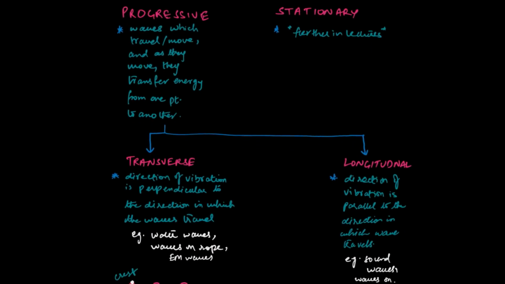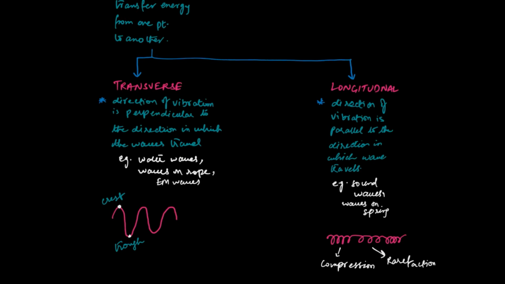Progressive waves can be divided into two main categories. First one is the transverse waves, and the second is longitudinal waves. So what are transverse waves? Transverse waves are waves whose direction of vibration is perpendicular to the direction in which the waves travel. And all of this is the O-levels concept. So, like if the wave is traveling towards right, then the direction of vibration is perpendicular, meaning up and down. So, it forms 90 degrees, hence it is a perpendicular vibration.